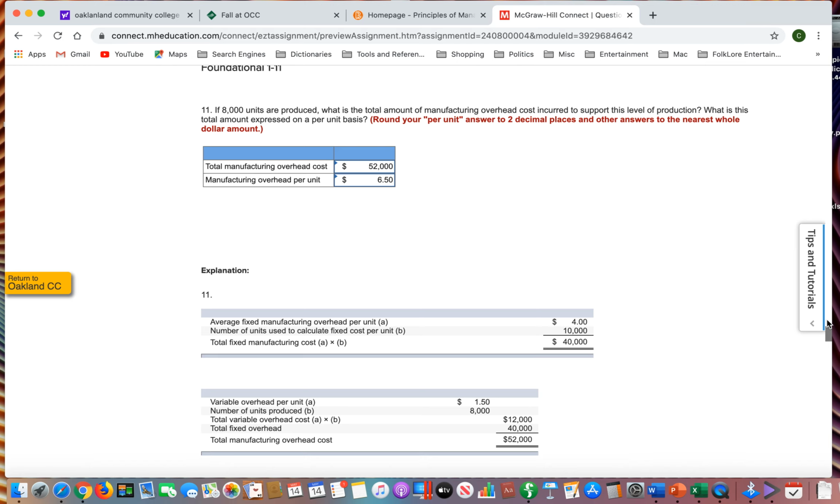So the fixed portion is going to be 40,000 no matter what, so long as it's within that range. That is the total. The question here is asking for the total amount of manufacturing overhead, not just the total fixed overhead, but total manufacturing overhead. That includes both fixed and variable.